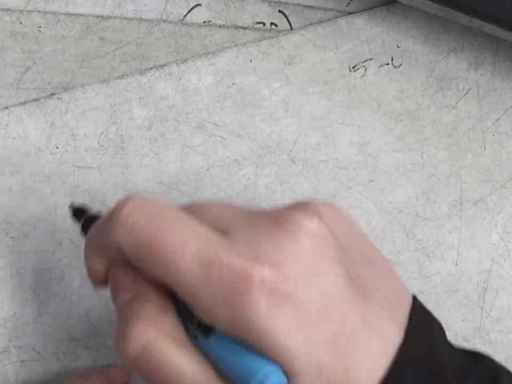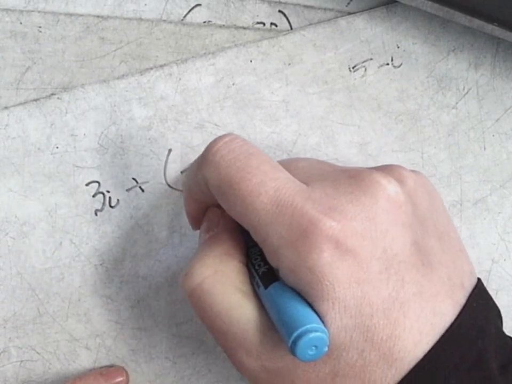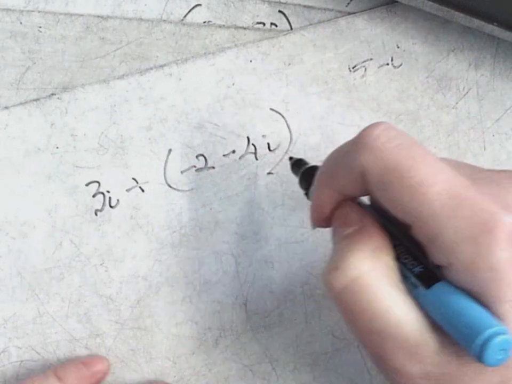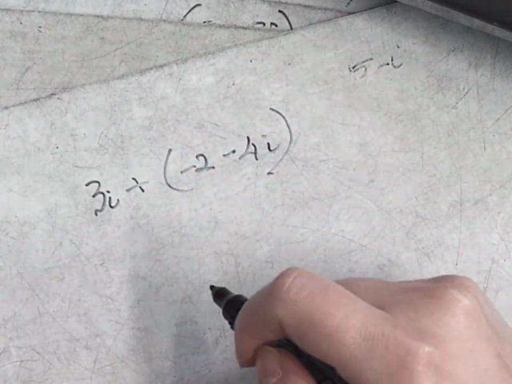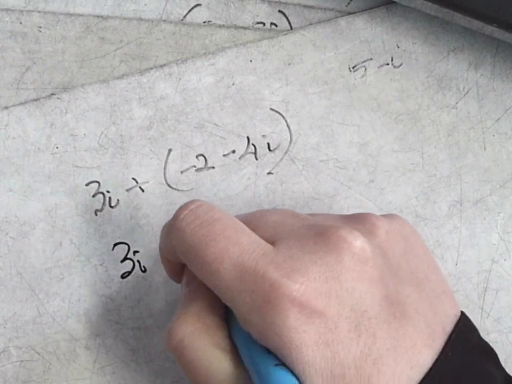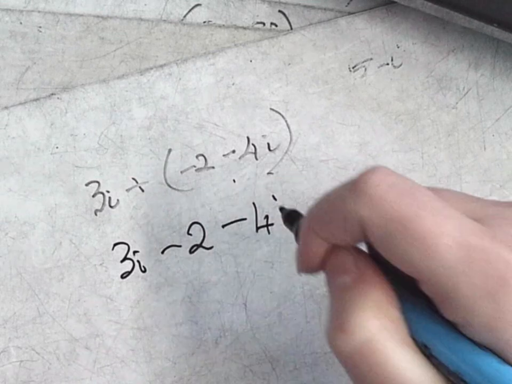(3i) plus minus 2 minus 4i. Okay, so basically, when there's a plus outside the bracket, everything inside the bracket stays the same. So it's still a minus 2 and it's still a minus 4i. Is that okay? So you put the real bits together.